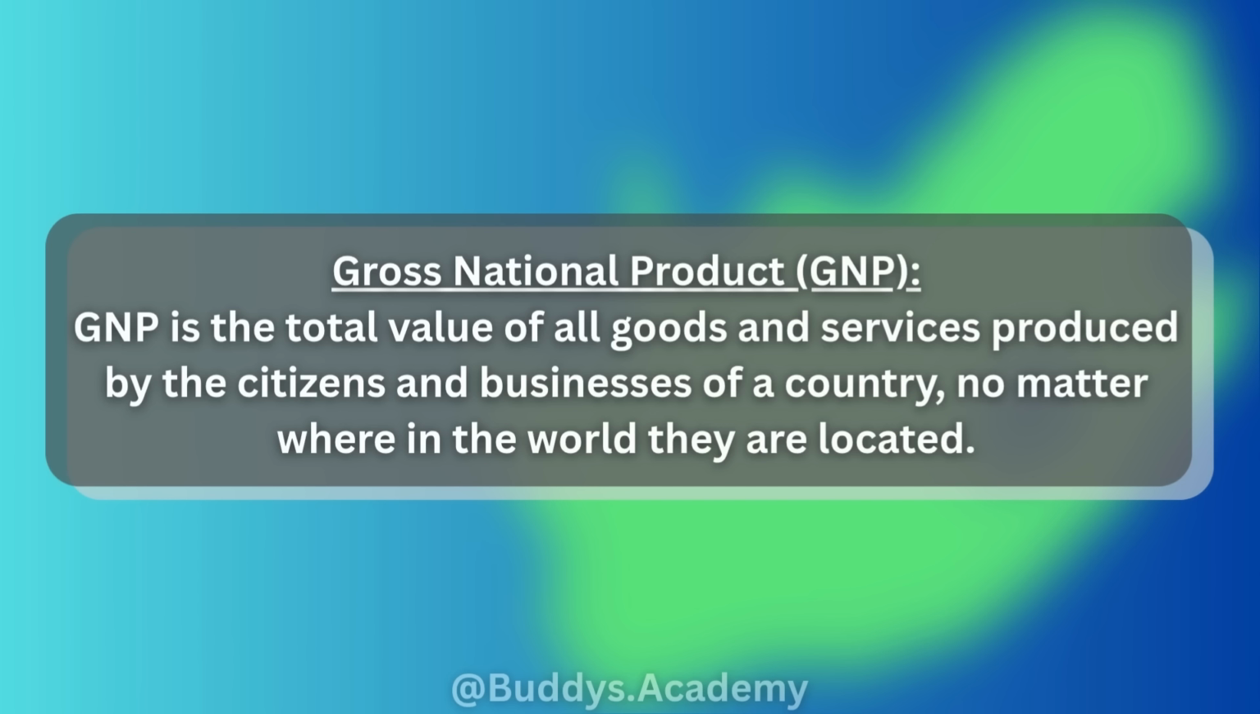Now, let's say someone from South Africa is working in the US, right? Their income is going to be included into our GNP because at the end of the day, they are South Africans. Now, your GNP is going to exclude any income that is going to be earned by foreigners within South Africa. So let's take an example, right?